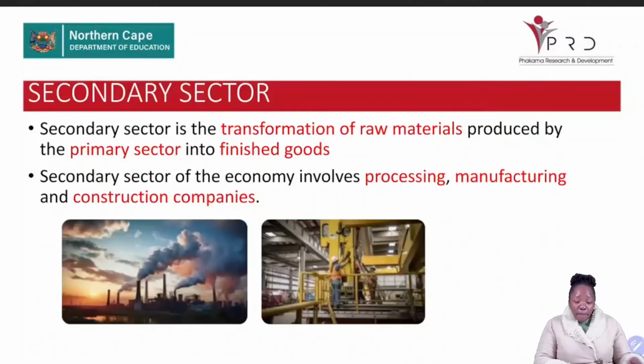Again, what else can they receive? Maize from the primary sector, raw as it is. Then they transform it into maize meal or into cornflakes, or whatever product. So we are also saying the secondary sector is involved in processing as well as in manufacturing and the construction companies. So as you can see, this is the sector that we are talking about, because when we talk about the secondary sector, we are talking about industry.